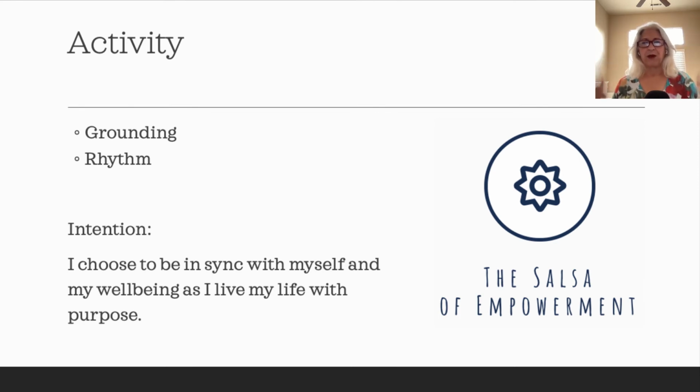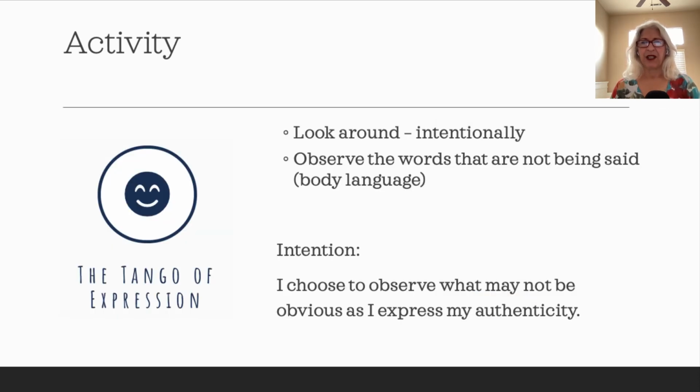And then of course rhythm, like practice different rhythms. Turn on some salsa music and feel how that allows your body to want to move a little bit. And then the intention here is I choose to be in sync with myself and my well-being as I live my life with purpose. Let's look at the next one. So the tango of expression. Now, of course, tango is trying to always navigate around the floor.